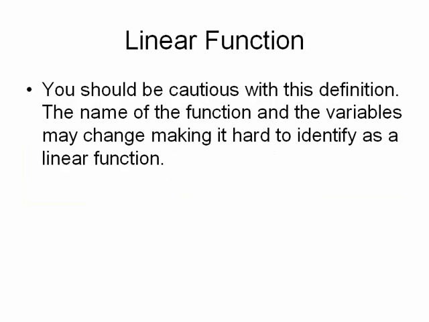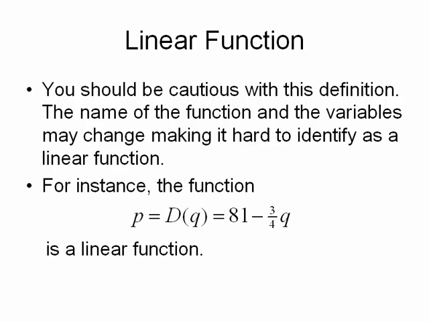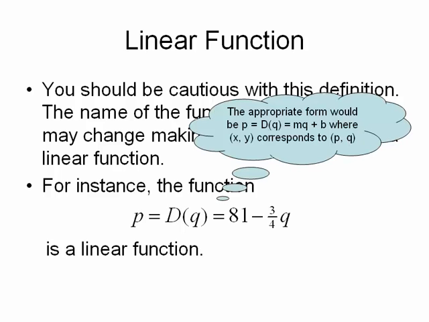You should be cautious with this definition. The name of the function and the variables may change, making it hard to identify as a linear function. For instance, the function p equals d of q equals 81 minus 3/4 q is a linear function. So instead of x, we have q, and instead of m, we have minus 3/4, and the b is 81. The output variable is not y in this case, it's actually p. So we can think of x and y on this graph corresponding to p and q.